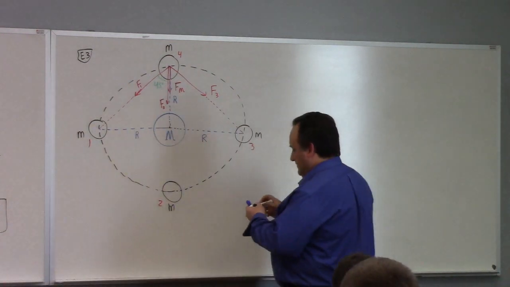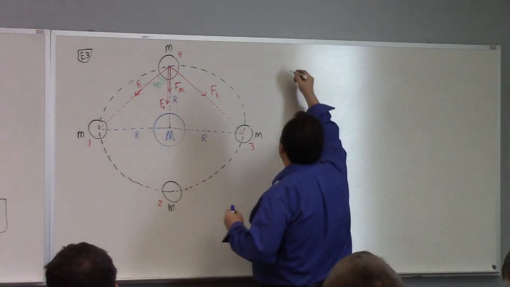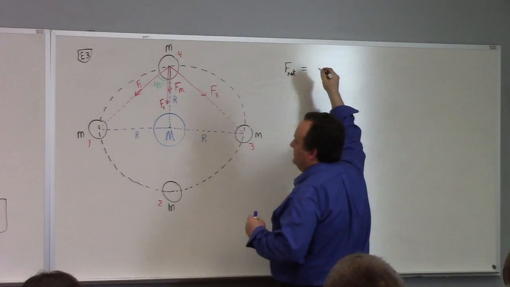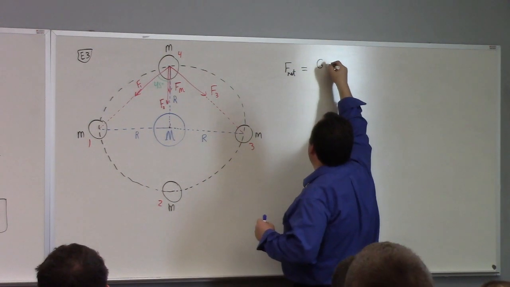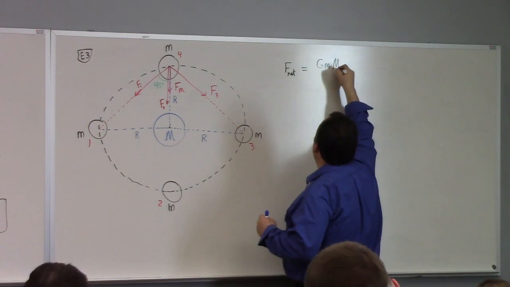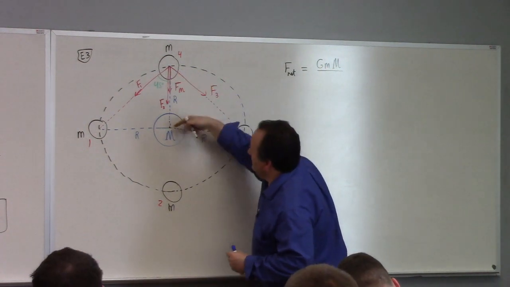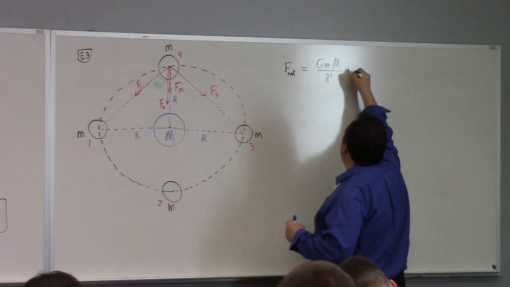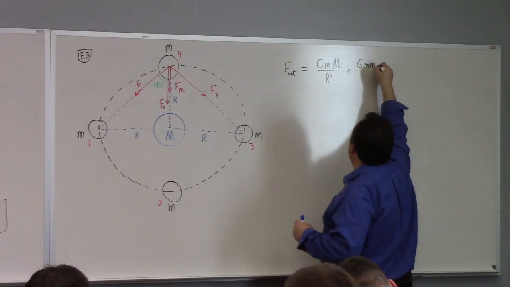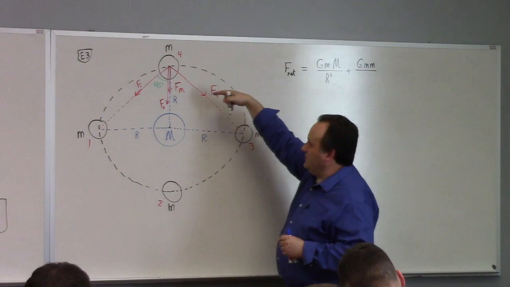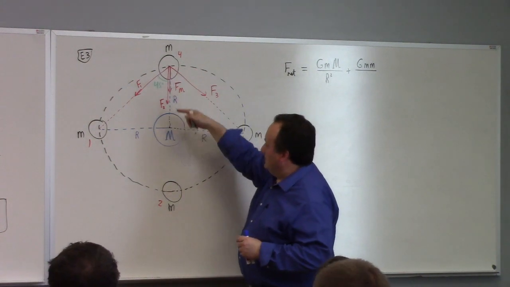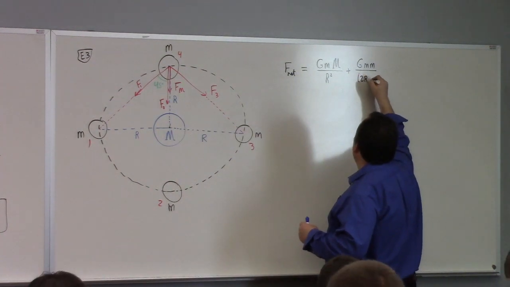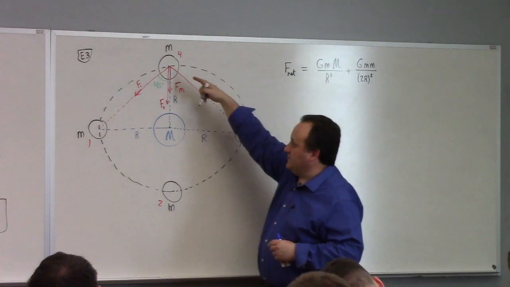So if we think about this, the net force should be, let me do the easy one, G M, big M, this distance is the radius squared. All right, plus G little m, I'm going to do F2 now. How far is that? Twice the radius, right? So I do 2r. Because this is F2.